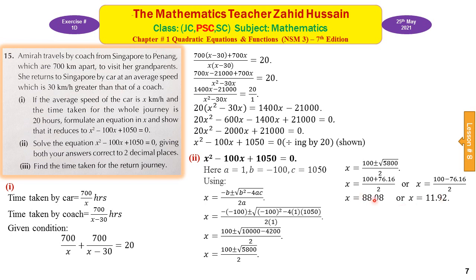to find the time taken by the car for the return journey. We will take x equal to 88.08. So the time taken for the return journey, or time taken by the car, is 700 over x. 700 divided by 88.08 will give you 7.95 hours, because you are not asked to give it in minutes or hours. So this is your time. You may also write this time in hours and minutes: 7 hours, and multiply 0.95 by 60 to get the number of minutes. So this is question number 15.